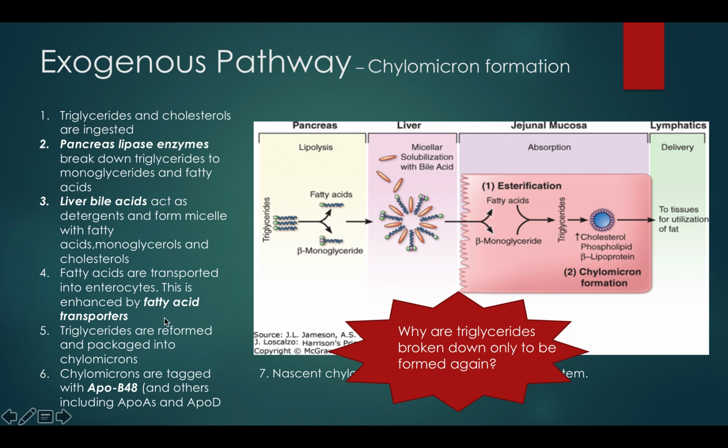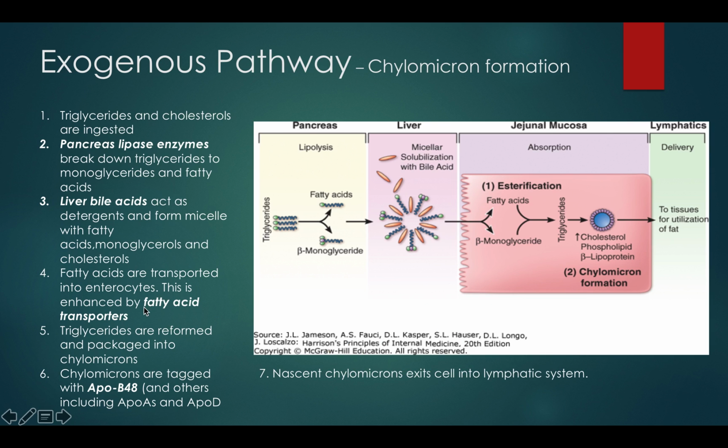Oops, that was a question for later. These fatty acid transporters are needed to absorb it. And then through the Golgi apparatus, they're packaged into the chylomicrons. And from there, ApoB48 is added, and that's what allows it to secrete into the lymphatic system.